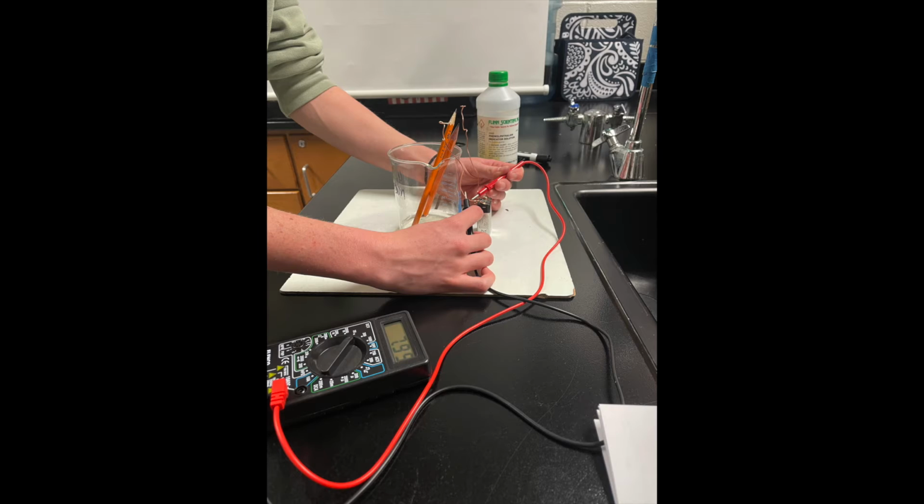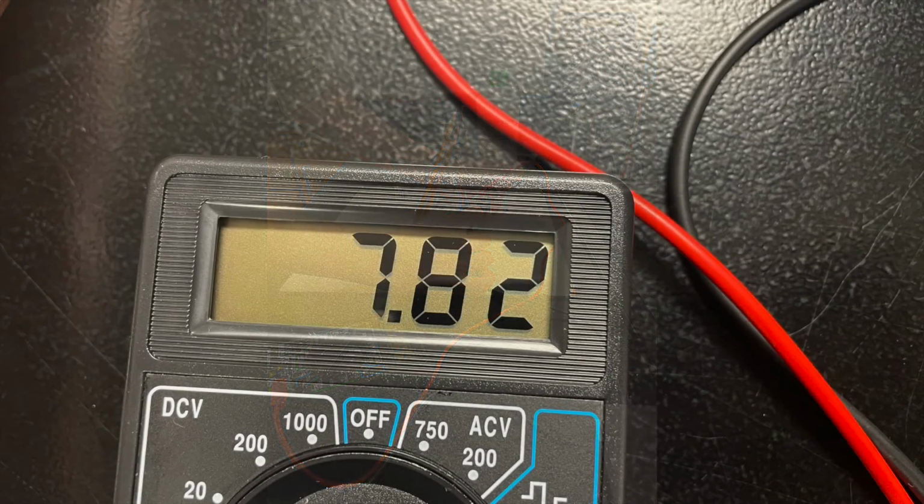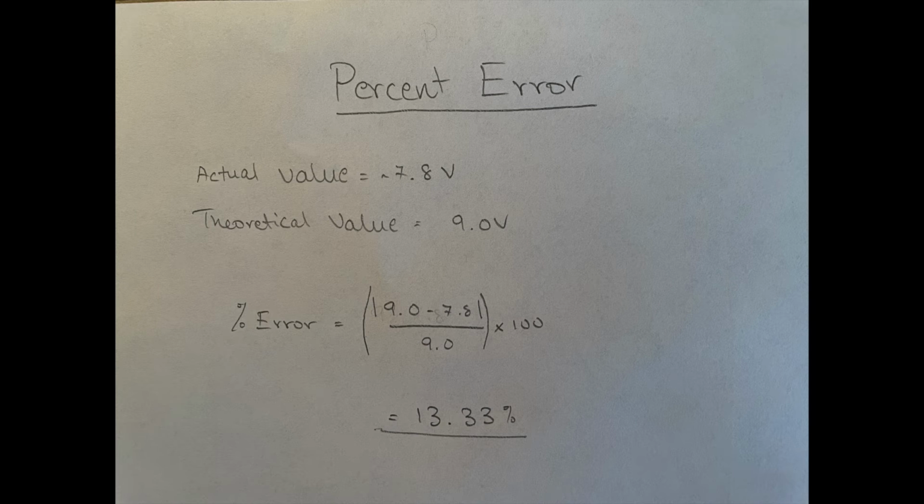Although our measured voltage value fluctuated heavily, we were able to calculate an average current at about 7.8 volts, give or take a little bit. Since we used a 9-volt battery, we obviously had some discrepancy between our actual and our predicted voltage values, so we had to calculate percent error.